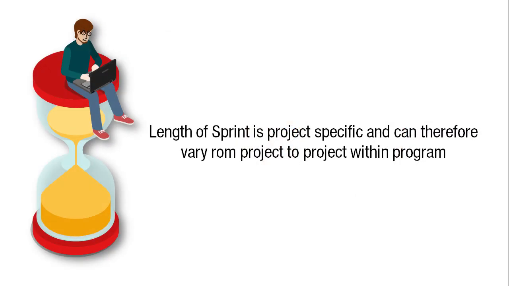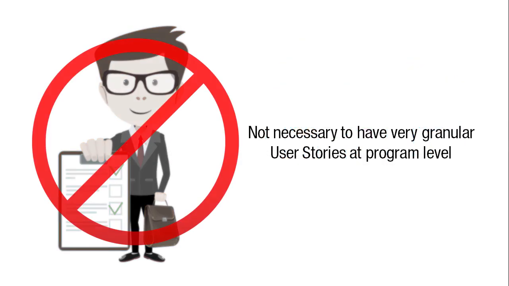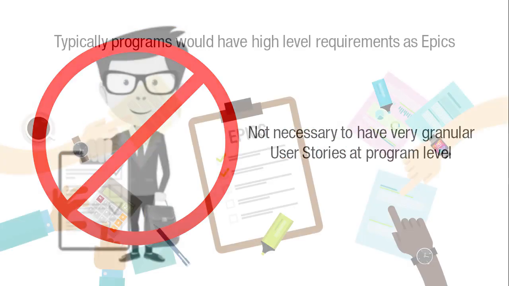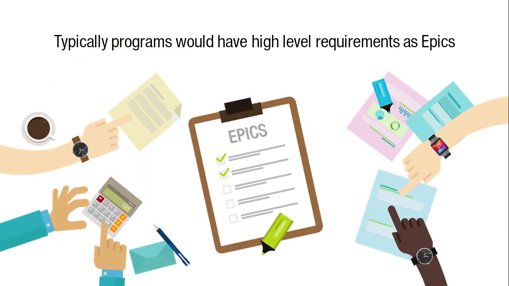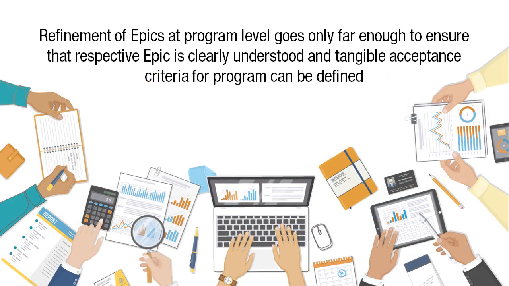The length of a sprint is project-specific and can therefore vary from project to project within a program. In addition, velocity varies from team to team. Therefore, it is not necessary to have very granular user stories at the program level. Typically, programs have high-level requirements as epics, and the refinement of epics at the program level goes only far enough to ensure that the respective epics are clearly understood and that tangible acceptance criteria for the program can be defined.